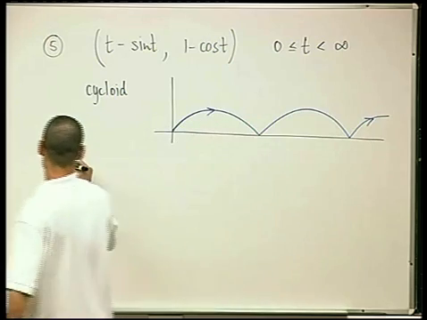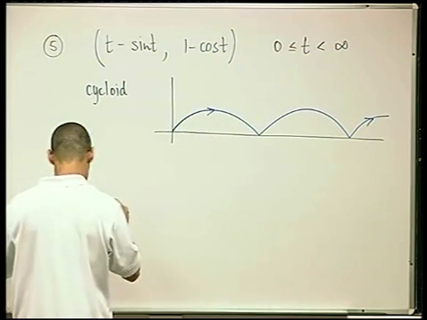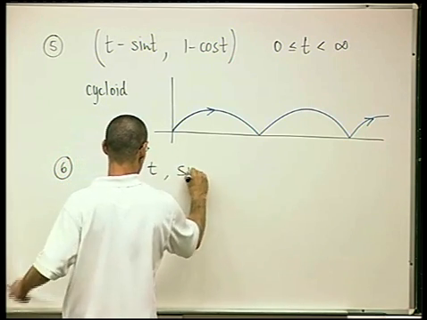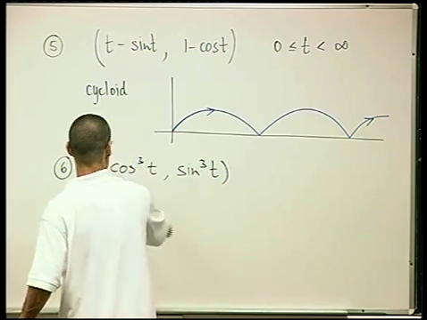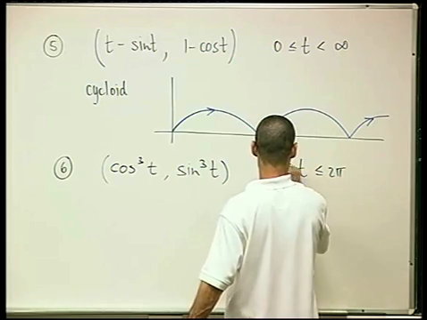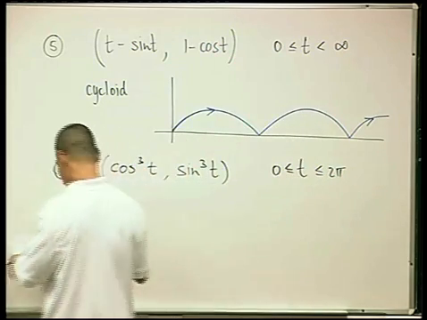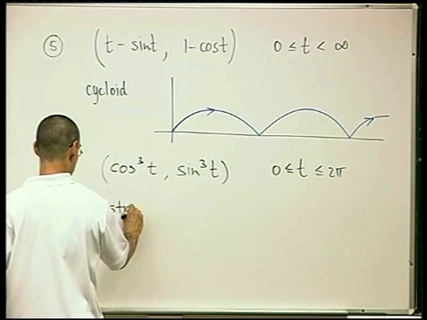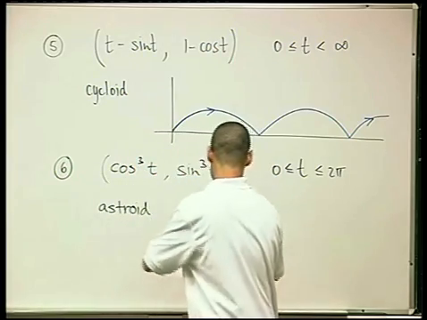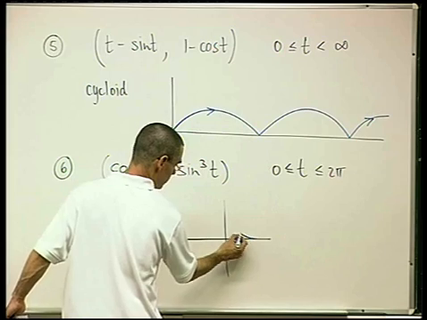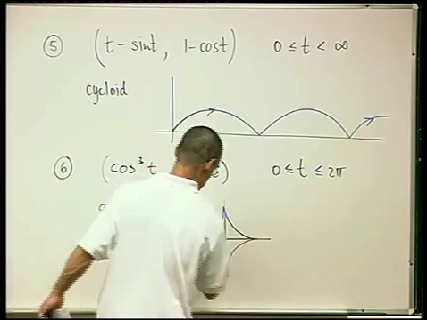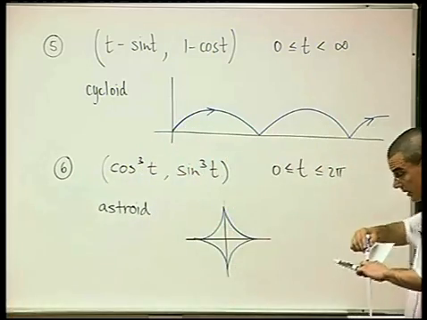Another famous one that I would like to mention is cosine to the power 3 of t, sine to the power 3 of t, where t ranges, let's say, between 0 and 2 pi. So this is called an asteroid. And what it looks like is something like this. So kind of a star with 4 cusps.